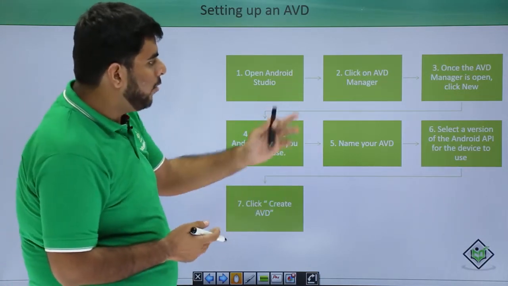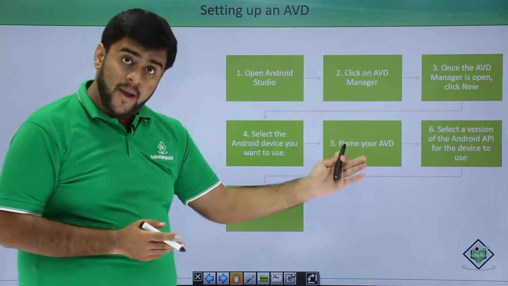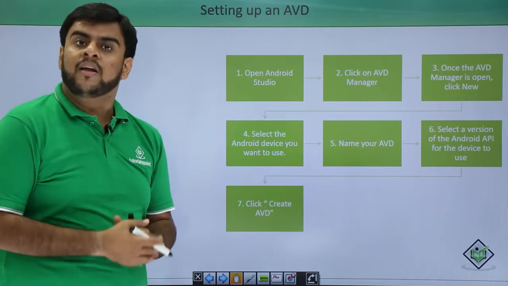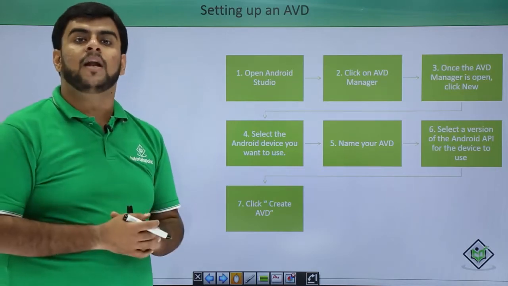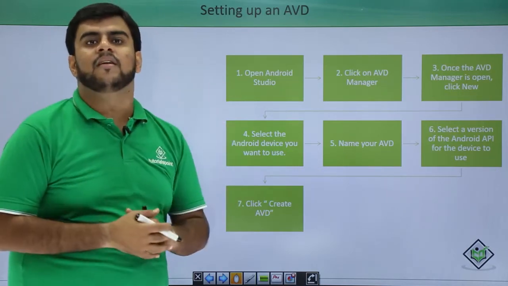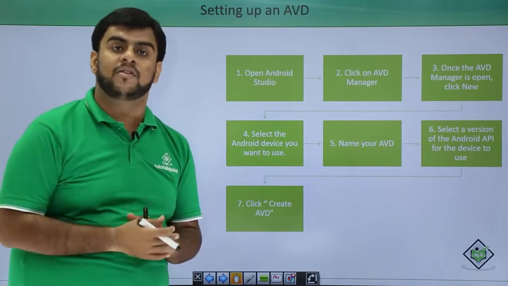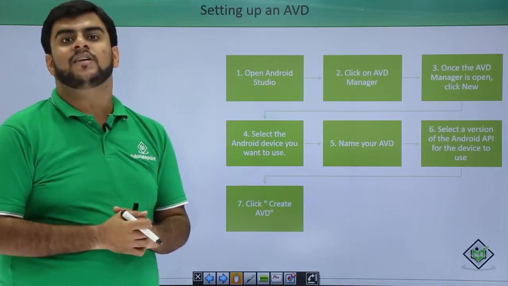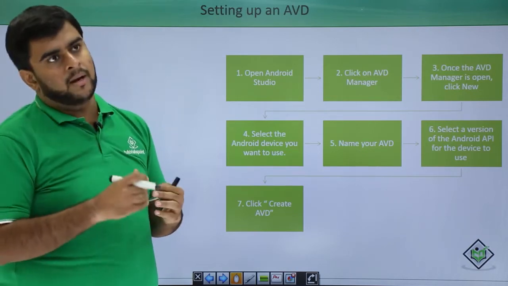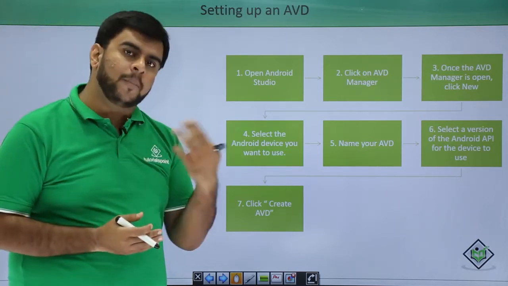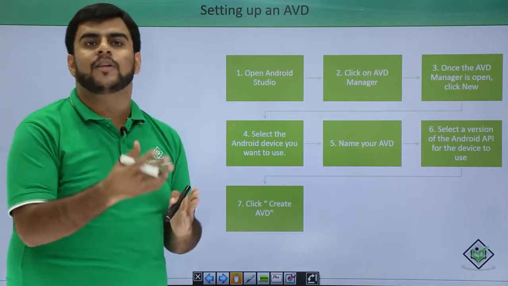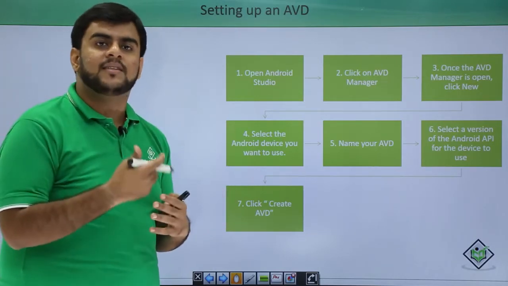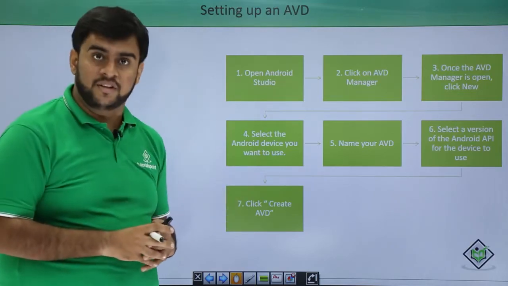Then you give a name to your device, the version of API on which you want to make the device, and you click on Create AVD. After clicking Create AVD, you would be able to see the AVD in the AVD panel or in the AVD manager. From there, you can start the AVD and the AVD would be successfully started up. From there on, you can run your applications and you would be able to see how they are working. Now let's have a quick demo and see how this is happening on our real machines.